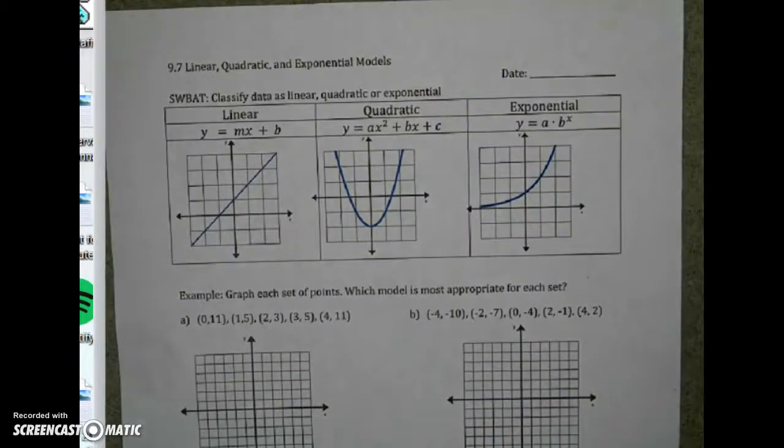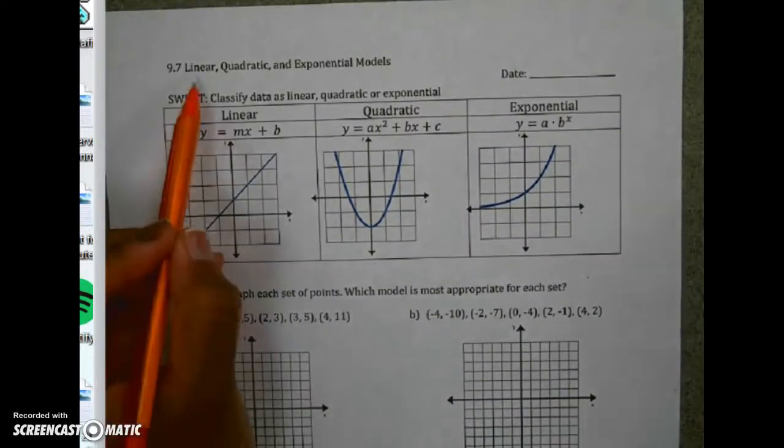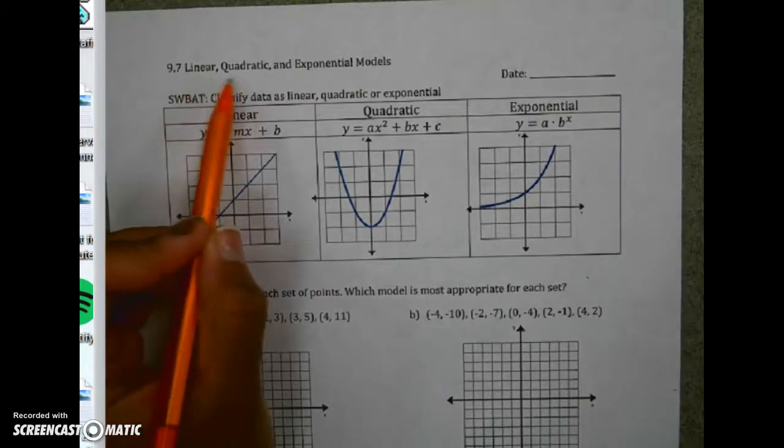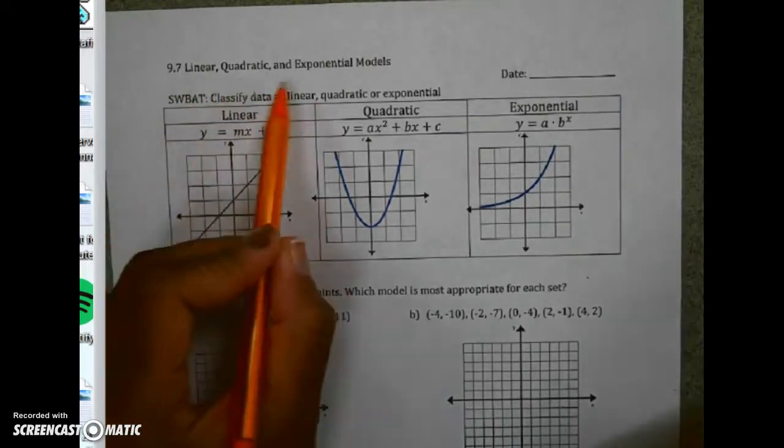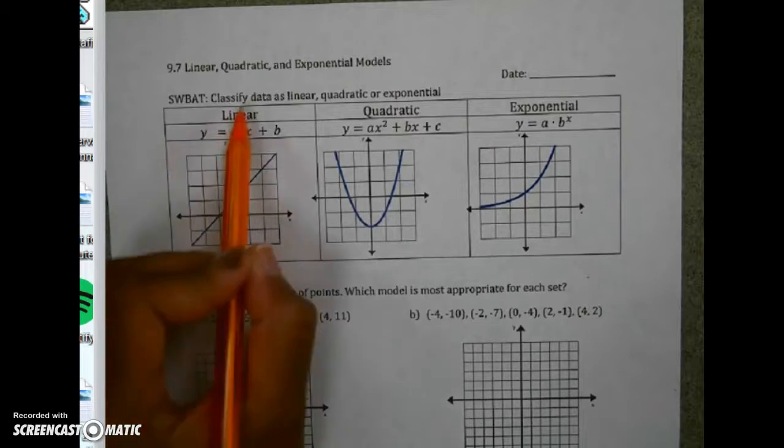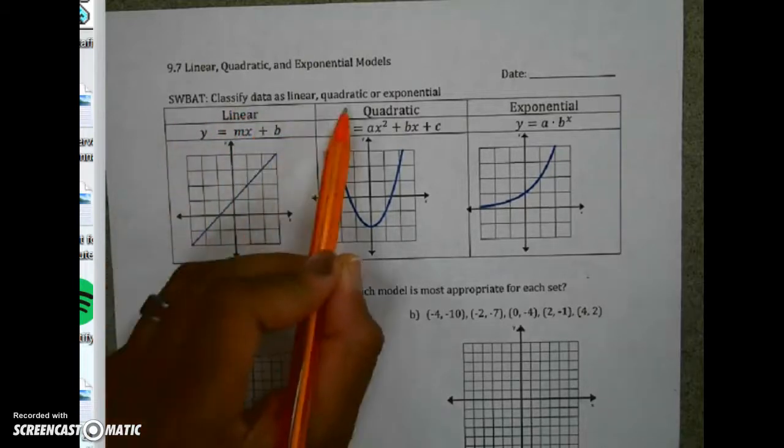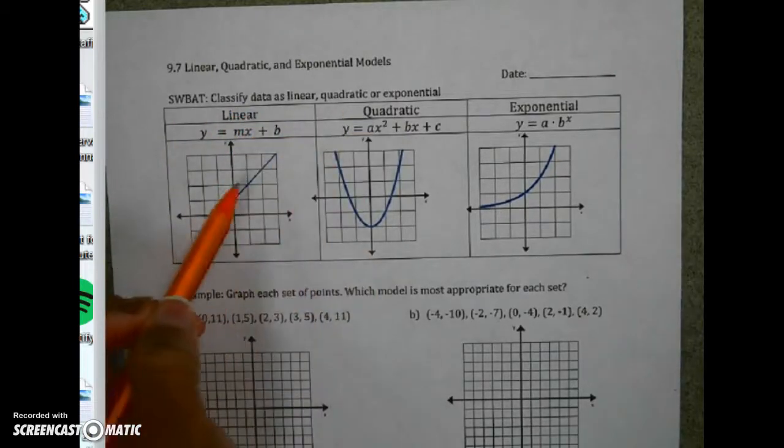Hello beautiful people. Today we are in 9.7, which is all about linear, quadratic, and exponential models. Our SWAB Act is to classify data as linear, quadratic, or exponential. A little bit of a review.